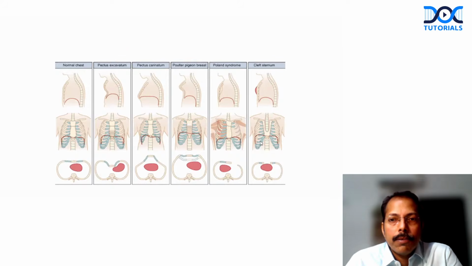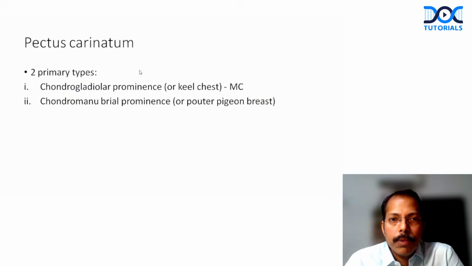And these are all the different anomalies of the chest wall. The most common being excavatum, and the question that has been asked here is pectus carinatum. So what to do? In pectus carinatum, there are two types, and which is the most common, again for the exam goers. The first type is chondrogladiolar prominence, the second type is chondromanubrial prominence. The most common is chondrogladiolar, and this chondromanubrial is popularly called outer pigeon breast. Okay.